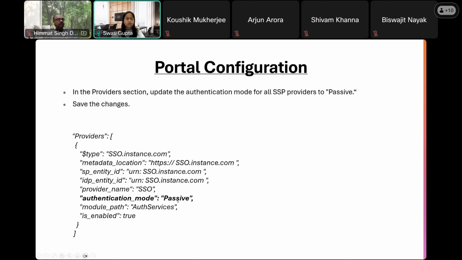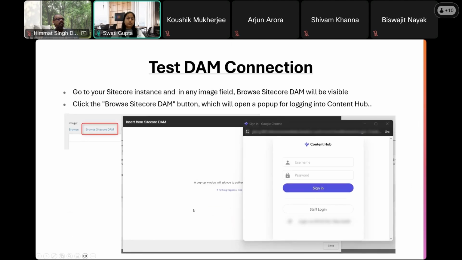Basically, passive mode authentication is a novel approach focusing on continuously verifying the identity of the user throughout their interaction with the system, to identify whether the user is valid or not. So this setting we need to do in the portal configuration. Next step, this is our last step, because we have done all the settings, all the connections, connection strings, and web config. We have enabled DAM in our web config as well. So these are all the settings we have already done.